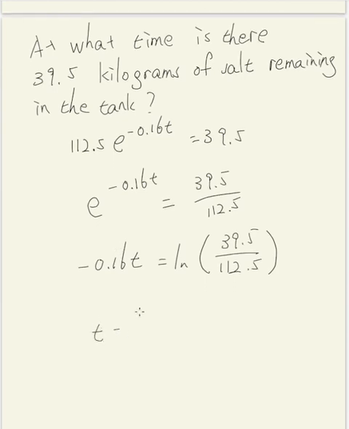t equals this whole thing divided by minus 0.16. Okay, if this shows up on the WebWork, you can either leave it like that or type it into a calculator and compute the decimal value. Although sometimes WebWork does not accept decimal values, it really forces you to type in the exact solution. So if that's the case, then this is the answer you want to use.